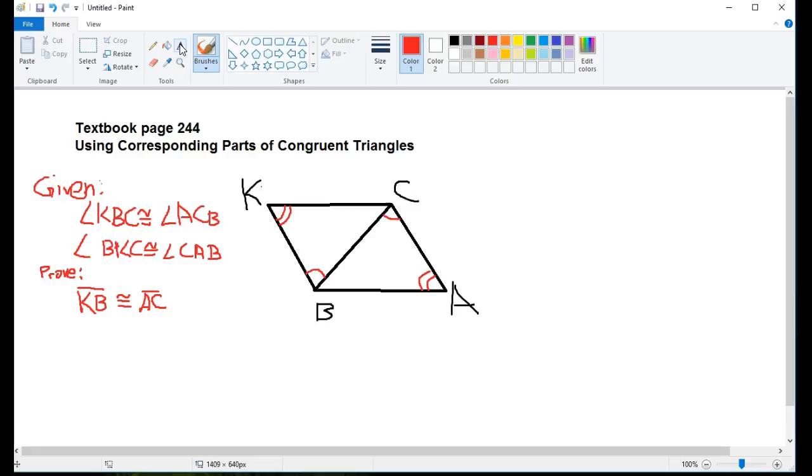So we have a problem here. I'm going to go through it. We are given two triangles like this. We are given that angle KBC, this angle here, and angle ACB, this angle here, are congruent, and angle BKC and angle CAB over here are congruent, and we need to prove that this line is congruent to this line. In this proof, we have two angles, so we're going to have to use either ASA or AAS. We're not going to be using ASA because if we needed ASA, we would have to show that these are congruent. That's what we want at the end.